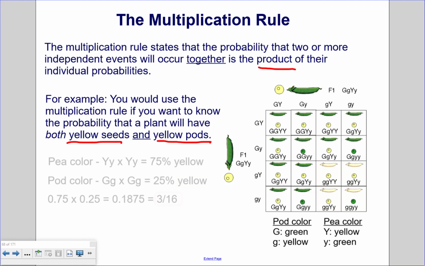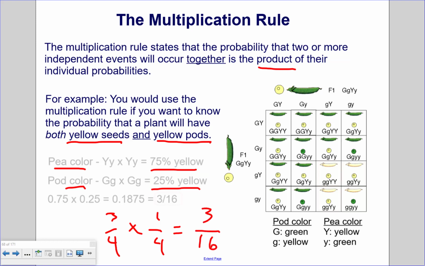So for pea color, yellow seeds, it is a 75% chance that they will be yellow. And for pod color, it is a 25% chance that those will be yellow. So we take 3 out of 4, multiply that by 1 out of 4, and we get a total probability of 3 out of 16. And we can see that corresponds to the Punnett square here, the actual chart, for yellow seeds and yellow pods, that is 3 out of 16.